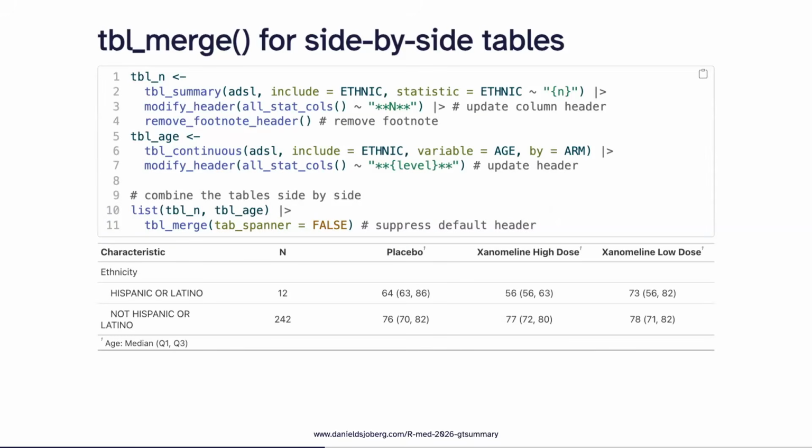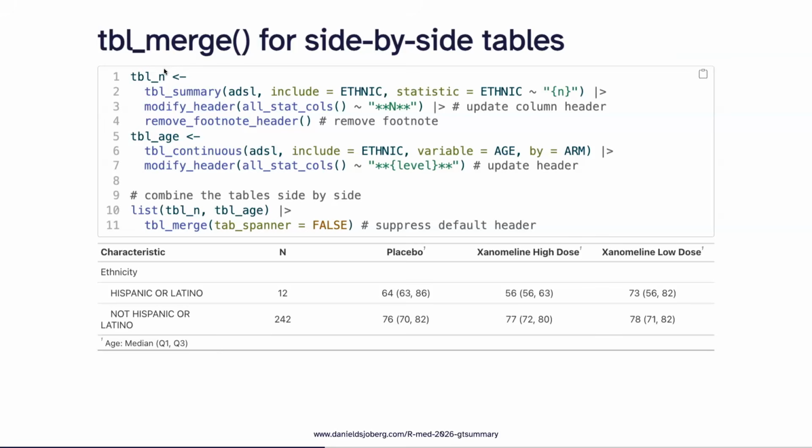So tbl_merge, I think, is pretty obvious. What it does is it merges two tables like this, left to right. This is a very basic example, and it doesn't really show the full capability, I don't think, but I needed to keep the example in the functions that we were actually using today.